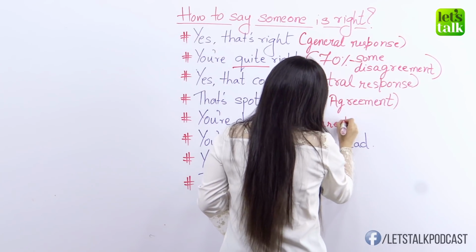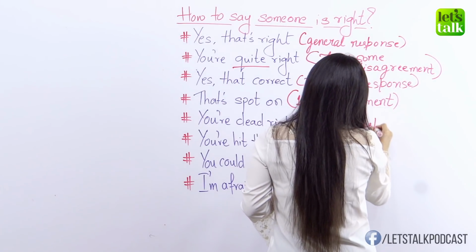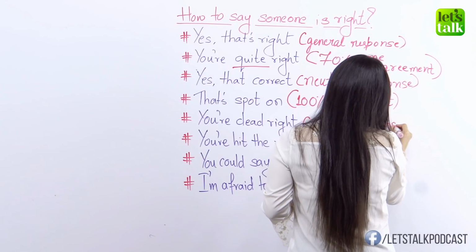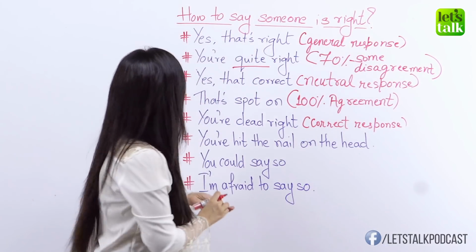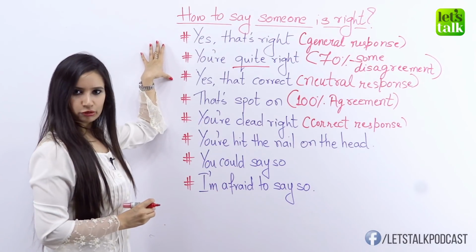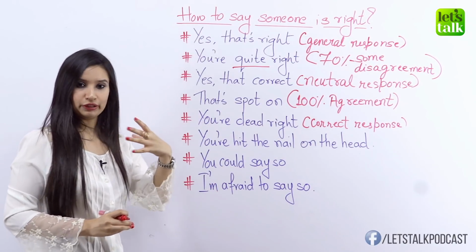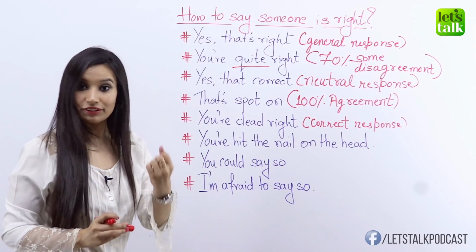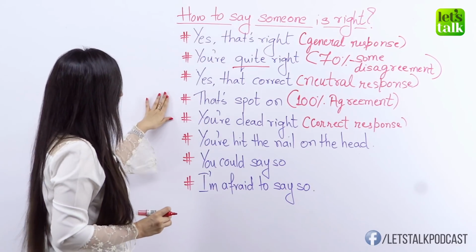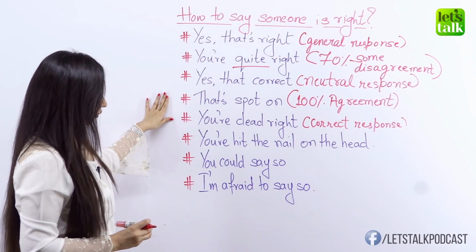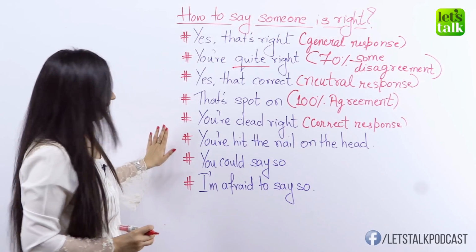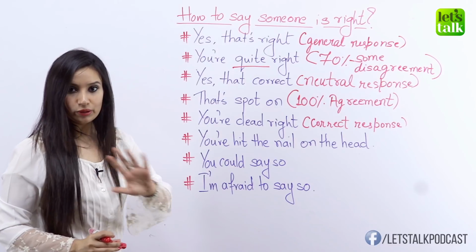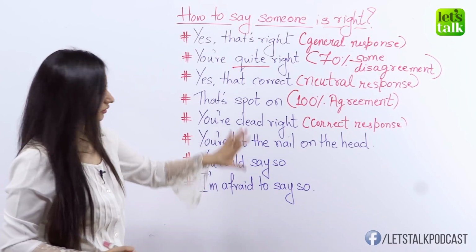Correct response. These are all different ways of agreeing with somebody. The ones here are slightly neutral and they are near to a complete agreement, but these two here, that's spot on, you're dead right, and you've hit the nail on the head, are absolutely full agreement, 100% agreement phrases.